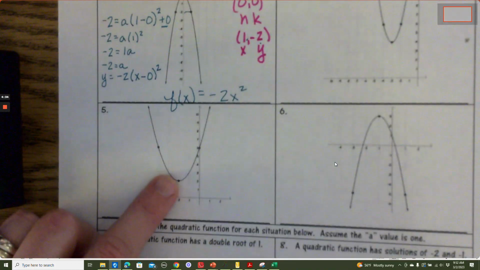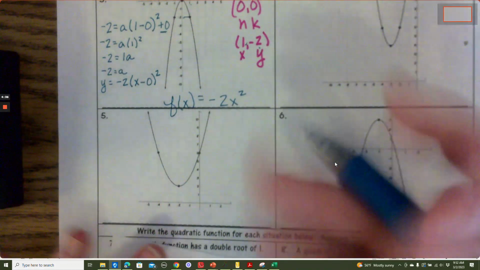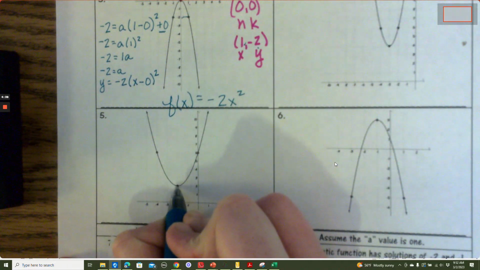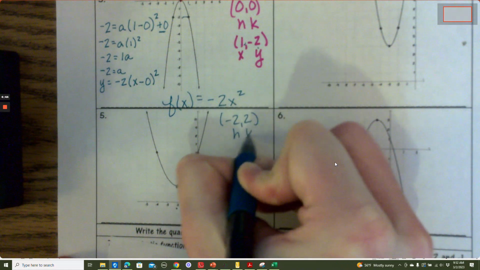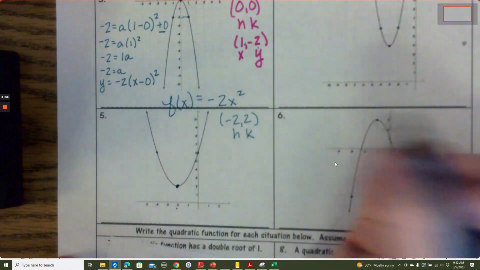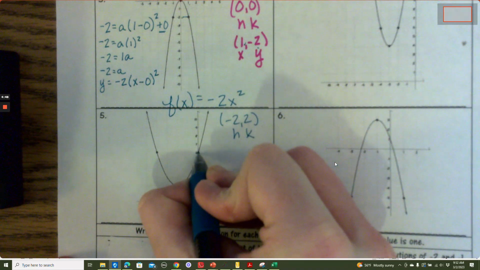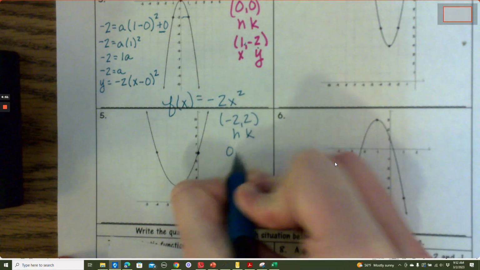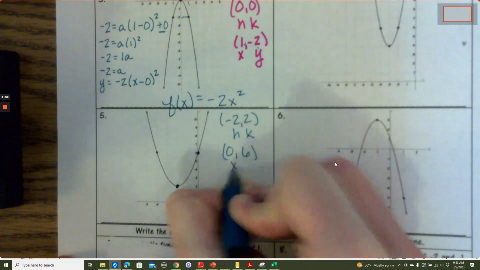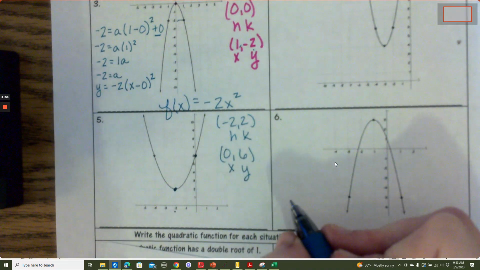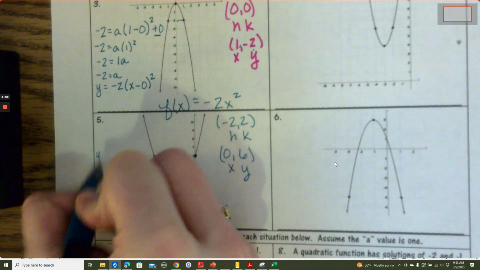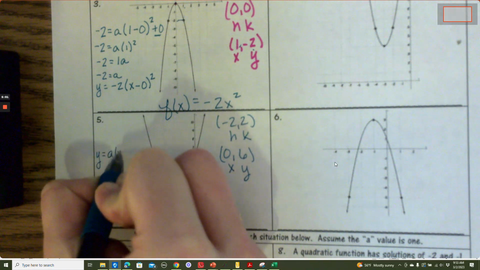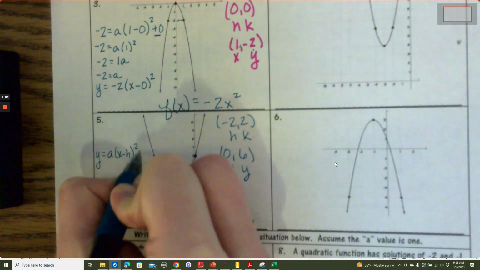Let's do this one. So vertex form again. So my vertex here, here's my point at -2, +2. That's my h and my k. And then I pick any other point. I'm going to pick this one here, 0, 6. That's my x and my y. All right, so vertex form. Hopefully I got room here. y equals a x minus h squared plus k.